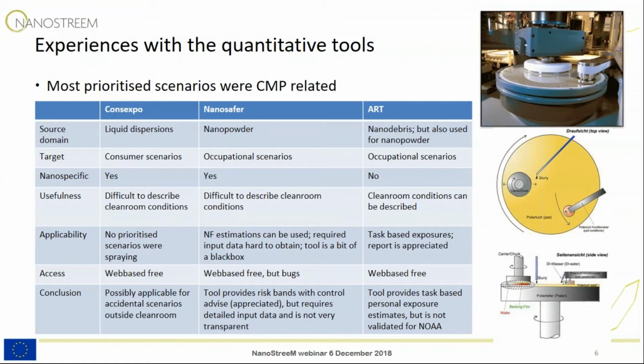Whereas NanoSaver is a tool that provides wristbands with control advice, which is very much appreciated, but it requires detailed input data and is not very transparent. And ART, the tool provides task-based personal exposure estimates, but ART is not validated for nanomaterials. So actually what we found out is that each of these quantitative models, even though they are the state-of-the-art quantitative models, are not that applicable to the scenarios that we wanted to assess.